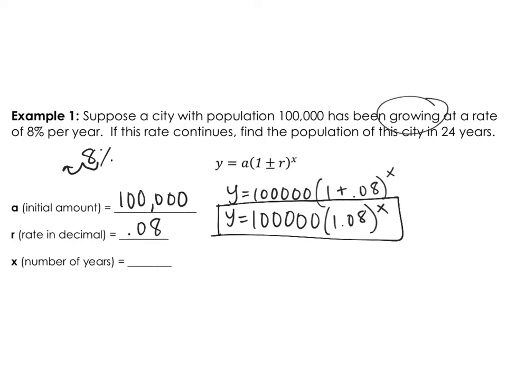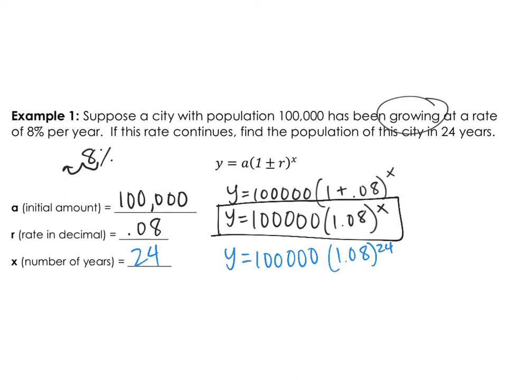Now, they asked me to find something out using this equation. What's going to happen in 24 years? So I'm going to plug in 24 to my X in my equation, because normally that X is always going to be looking at time. And we're going to plug that into our calculators. You can plug it in directly into your calculator, 100,000 times 1.08 to the 24th power.